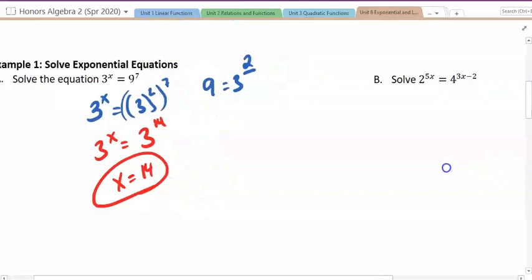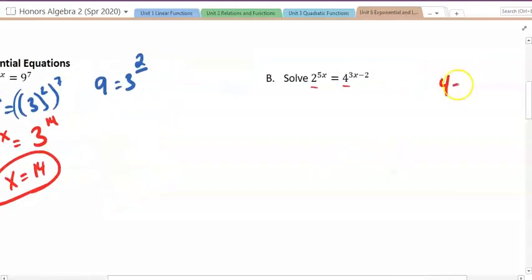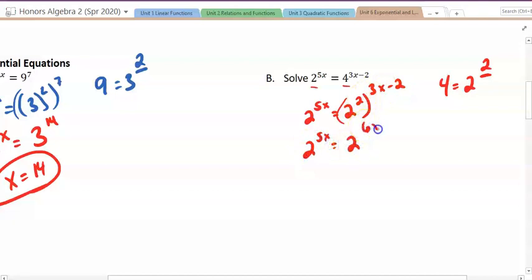Let's look at example B. Same idea here, right? I've got 2 and I've got 4. Obviously 2 is the smaller of the pair, so can I rewrite the 4 as 2 to some power? Right, so 4 is 2 to what power? Well, 4 would be 2 squared, right, because 2 squared is 4. And so I can rewrite this problem as 2 to the 5x is equal to 2 squared, and then this power is still here, 3x minus 2. Remember that we're going to multiply power to power. And so I'm going to get 2 to the 5x is equal to 2 to the 6x minus 4.